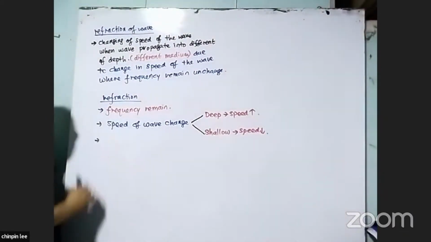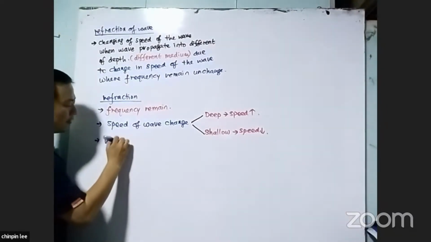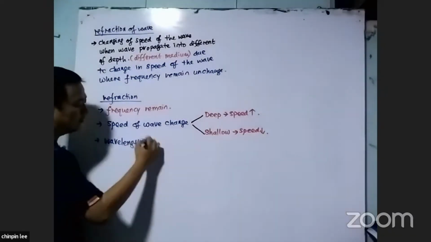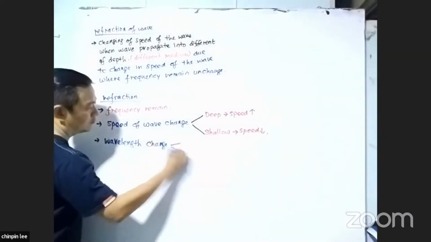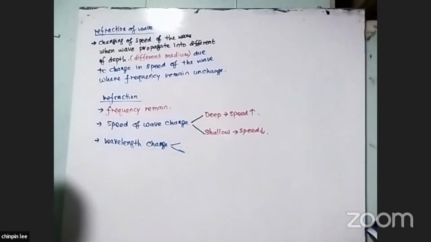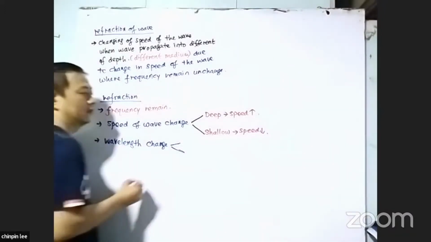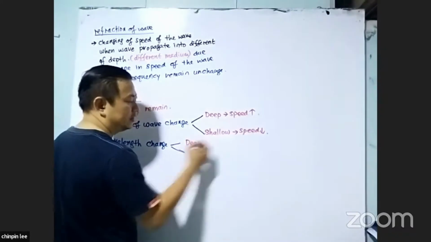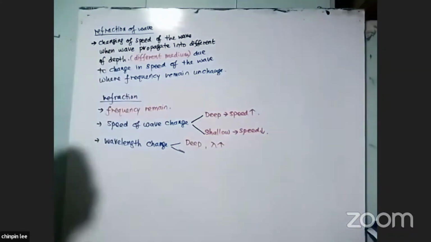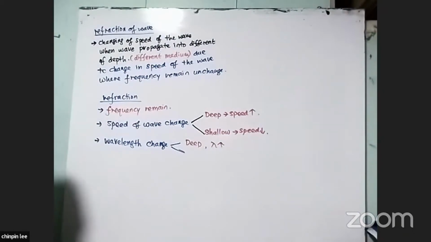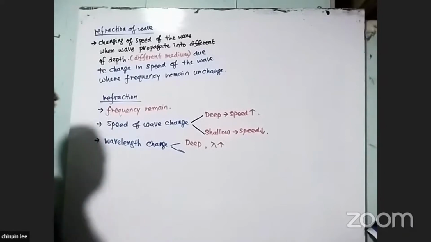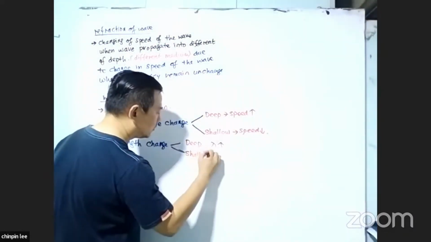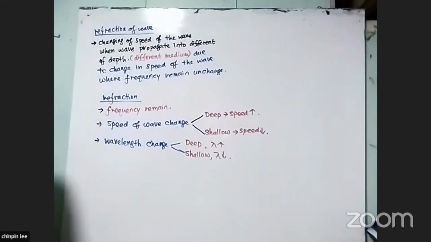And then we look at the next one, which is wavelength. Wavelength will also change. When it goes to the deep region, the lambda increases. When it goes to a deeper area, the lambda gets bigger. If we go to shallow water, the lambda gets smaller.